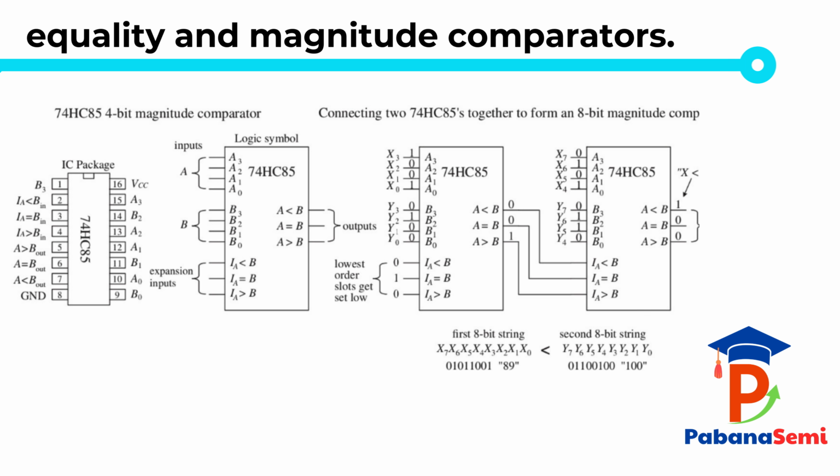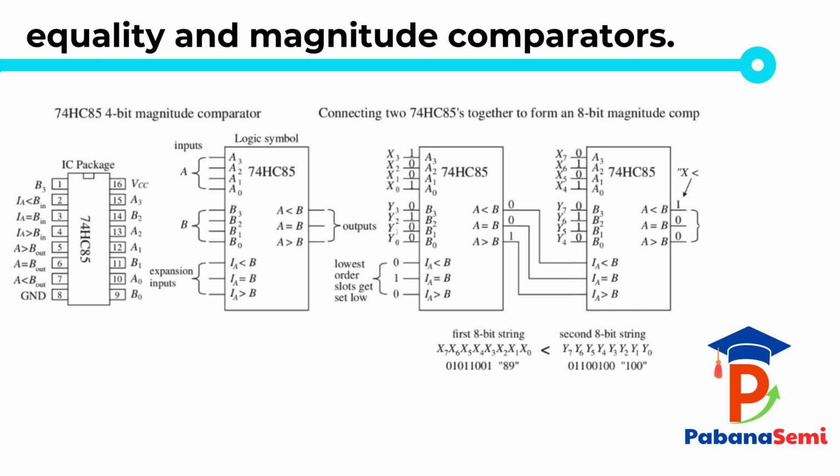Internally, it performs MSB first comparison, exactly like our generalized n-bit concept. The highest bit is checked first, and lower bits are evaluated only if higher bits are equal. One powerful feature of the 74HC85 is its cascade capability. Notice the expansion inputs. These allow multiple comparators to be connected together.